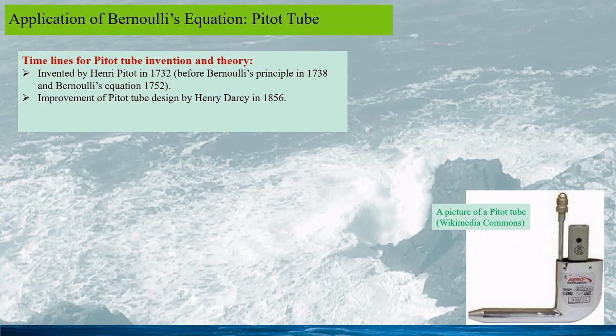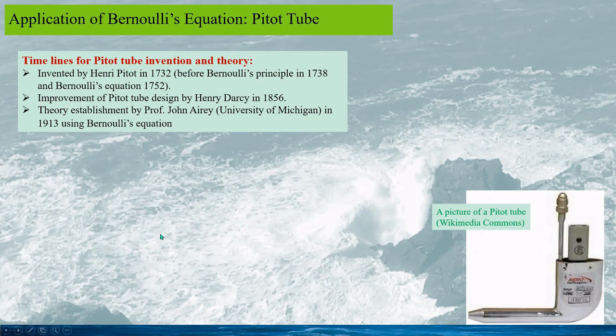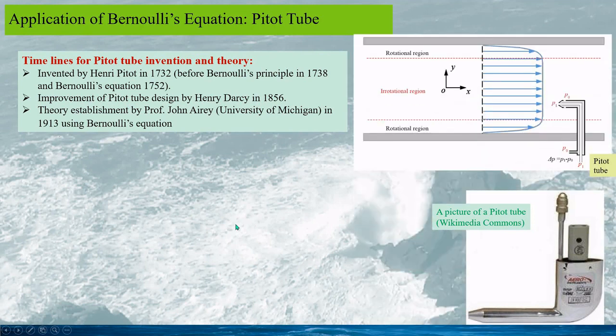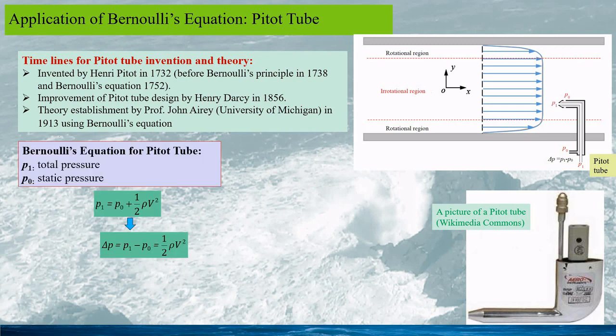But the theory for Pitot tube was not established yet until 1913, when Professor John Airy of University of Michigan used the Bernoulli's equation to establish the theory for Pitot tube as we know today. In application, when the Pitot tube is placed with its head directly to the incoming flow, the hole at the head of the Pitot tube measures the total pressure P1, and the hole at the side of the Pitot tube measures the static pressure P0. The pressure difference between the total and the static pressure, delta P, is actually the dynamic pressure given by this.